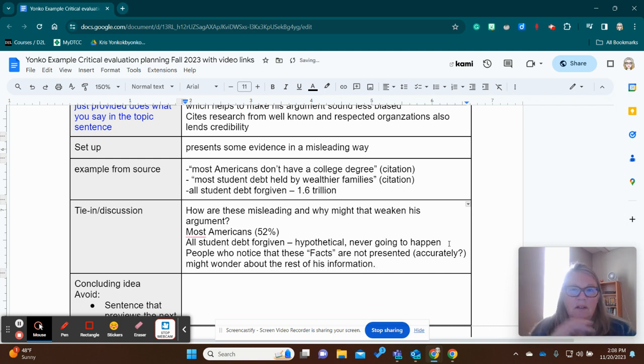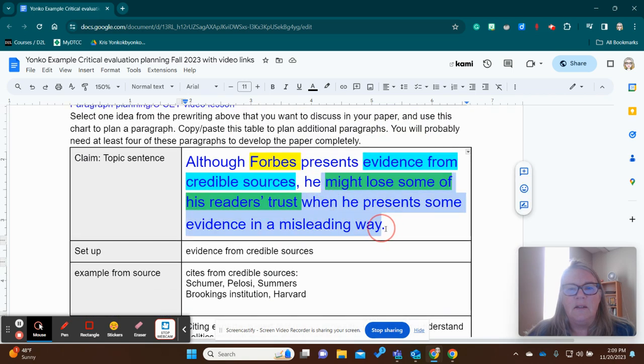So if you notice that somebody lies once or twice, are you going to question everything they say to you after that? Probably. So this is the same thing. He's kind of being a little shady about some of these facts. So it's going to make some of his readers, if they notice that he's being shady, they might question, well, is this other stuff kind of shady? Like, what else do I need to doubt and question, right? So that is why these examples are doing what the topic sentence says.